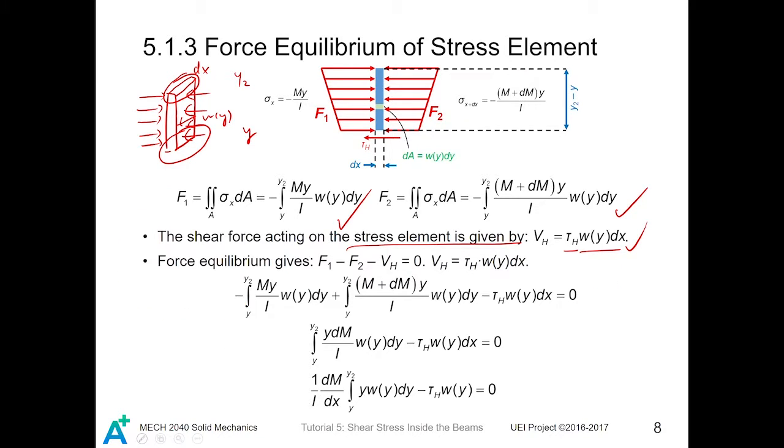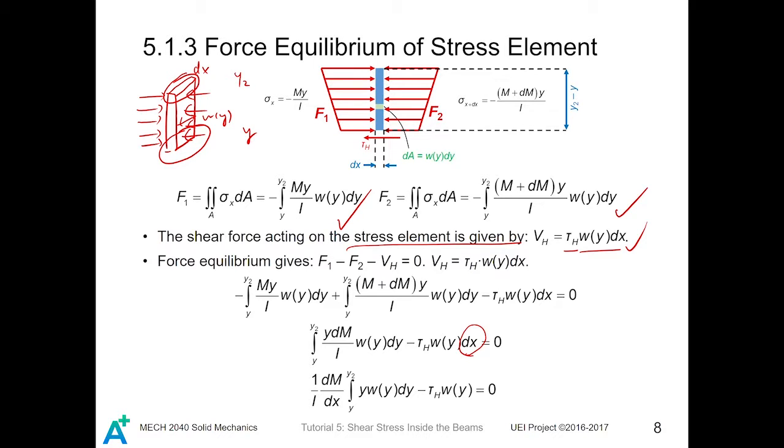Next, we try to simplify it by observing that the My divided by I term can be cancelled out. Then what is left here is y dM divided by I times w(y) dy integrated from y to y2, minus tau H w(y) dx, equals 0. This equation seems a little bit strange because, okay, why is there a dM and a dy existing in the same integral, and why is there a dx existing here?